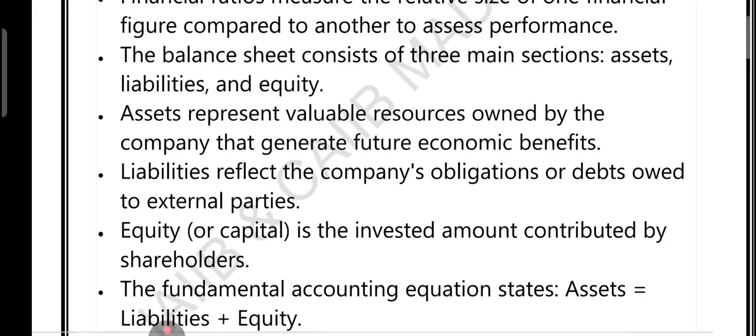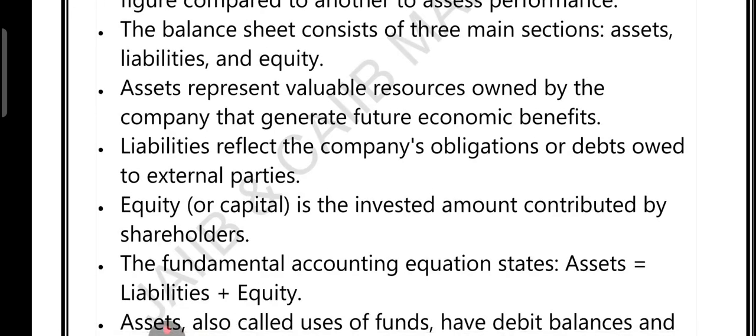Now let's talk about the balance sheet basics. The balance sheet has three key parts: asset, liability and equity. What is an asset? What the company owns that brings future benefit is called an asset. Second is called liability. Liability means what the company owes to others. And third is called equity. Equity is the owner's share in the business. So I told you, the balance sheet has three key parts: asset, liability and equity.